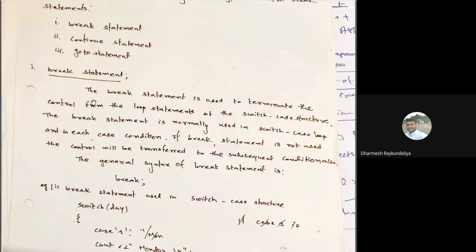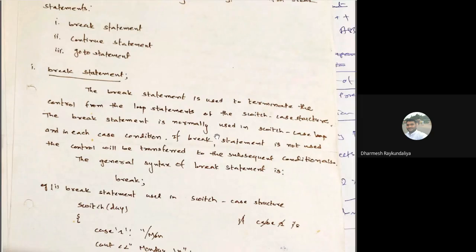So what is the break statement? The break statement is used to terminate the control from the loop statements or the switch case structure. So we have seen what is the role of the break statement. It will terminate the control. That means it will terminate the specific loop as soon as the break is observed. So in switch case, as soon as the break is observed, what happens? It will exit from the switch case structure.